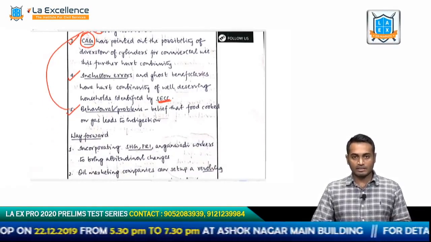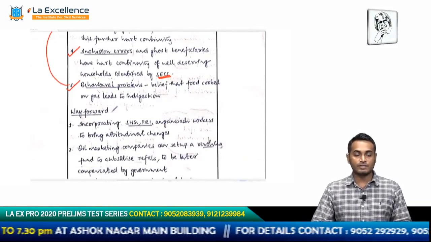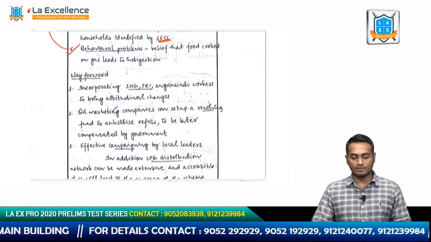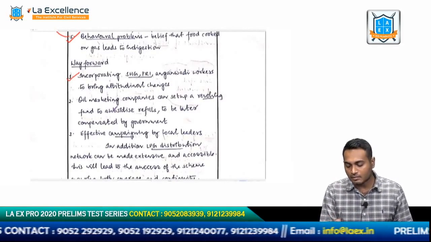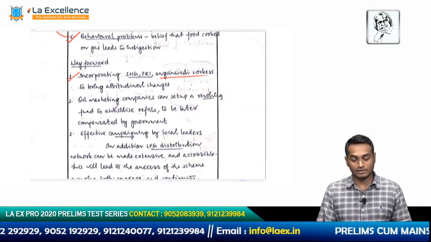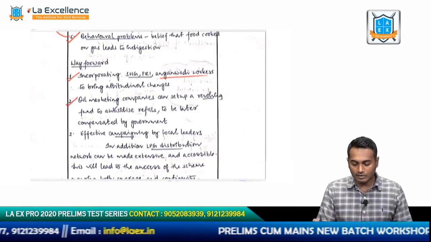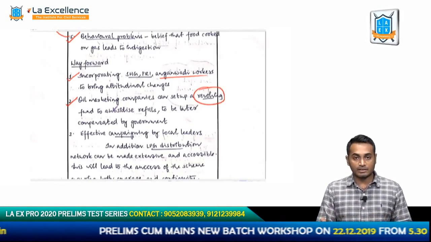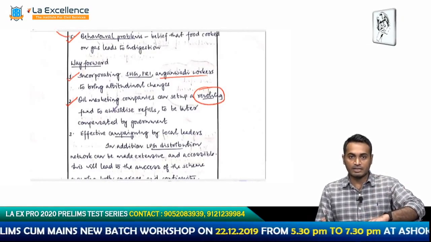So what do I need to see next? I have to see the way forward. I have to see what solutions this person has in mind in order to solve the situation we have. He says that we have to incorporate SHGs, PRIs and Anganwadi workers to bring attitudinal changes. This is good. So the next thing is that he's talking about oil marketing companies can set up a revolving fund to subsidize refills.